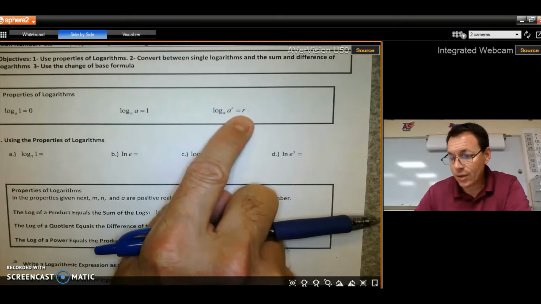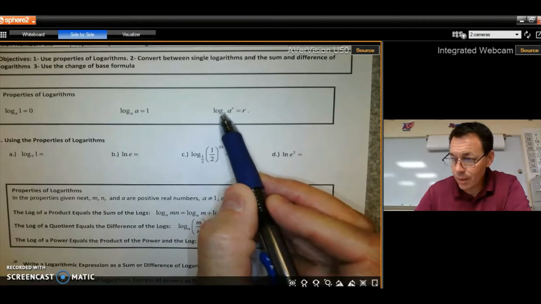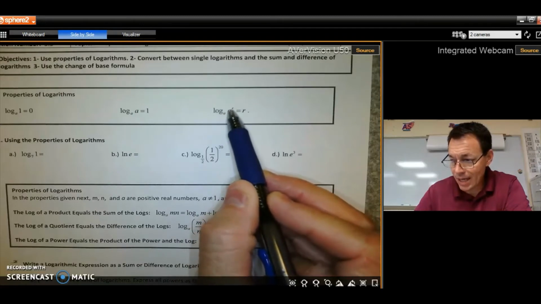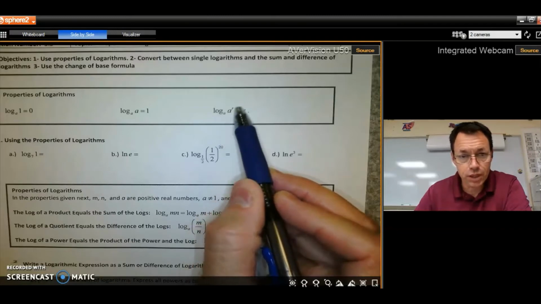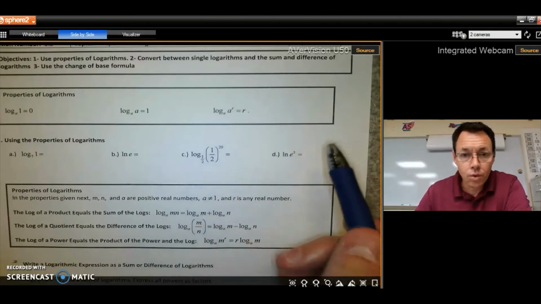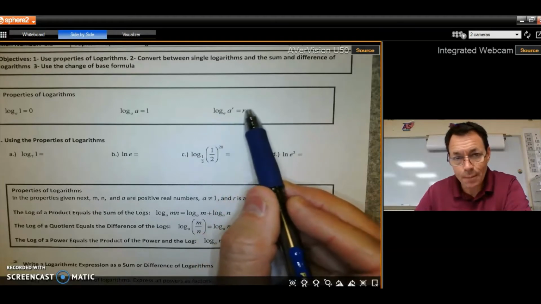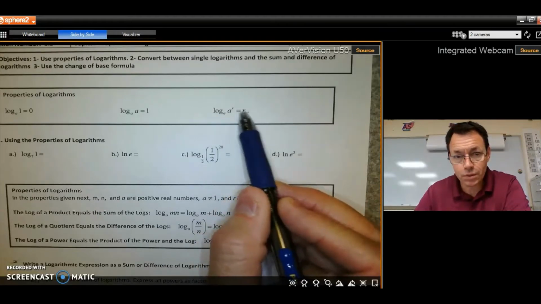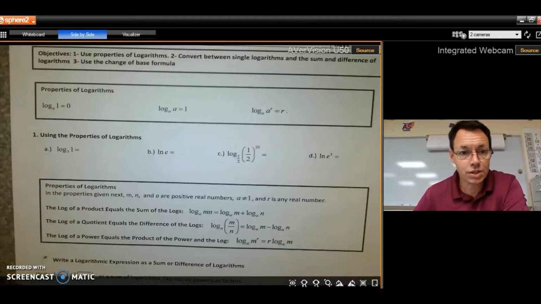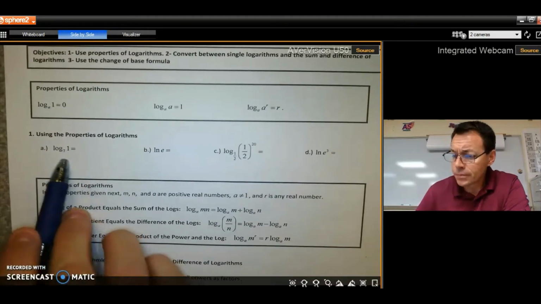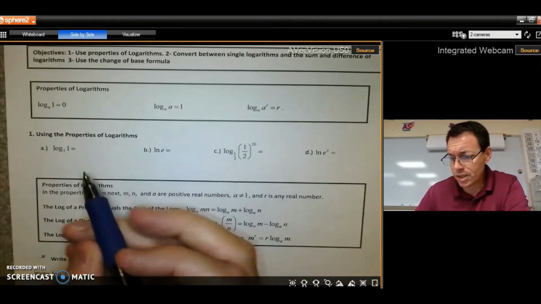Again, you can think of this a couple different ways. One is that this log base A and this base A cancel each other out because they're inverses of each other, which would leave you with the R. Or you can rewrite this as an exponential: this base to that power is going to equal that base to that power. So that's just some properties. If you look at these examples down here, using these properties, you can simplify these.